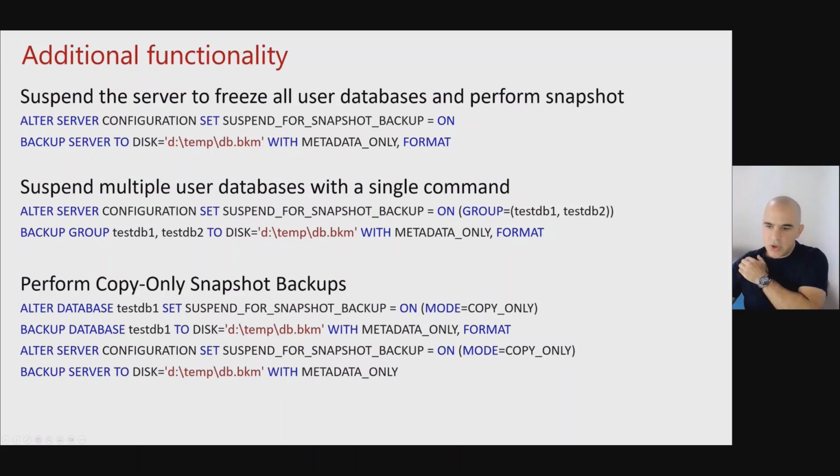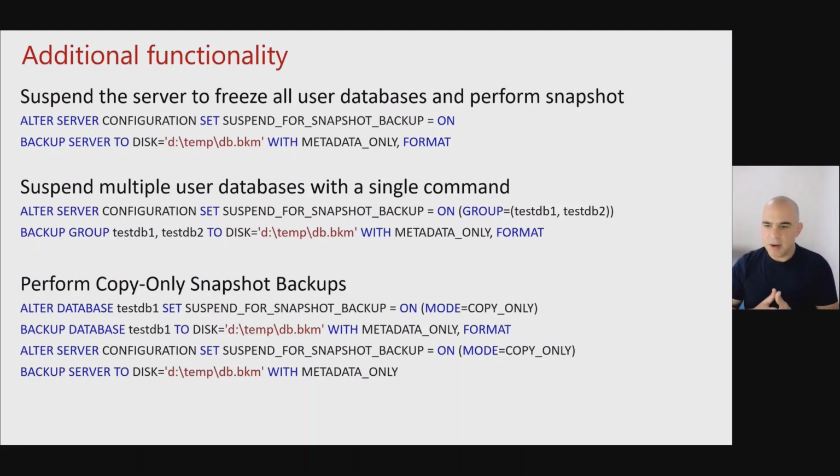Finally, you can perform copy-only snapshot backups. You can ALTER a database, suspend it with MODE = COPY_ONLY. Then you BACKUP DATABASE testdb1 TO this BKM file WITH METADATA_ONLY. And then you ALTER SERVER CONFIGURATION SET SUSPEND_FOR_SNAPSHOT_BACKUP = ON, again with MODE = COPY_ONLY, if you want to suspend all the databases under the server. And then you BACKUP SERVER TO the BKM file WITH METADATA_ONLY. Perform a copy-only snapshot backup.